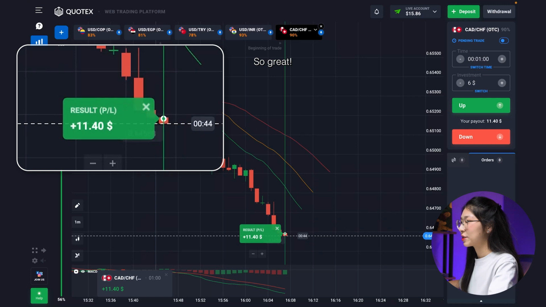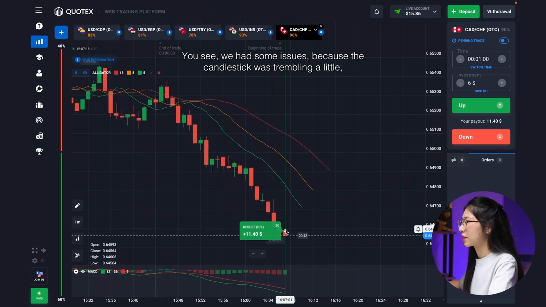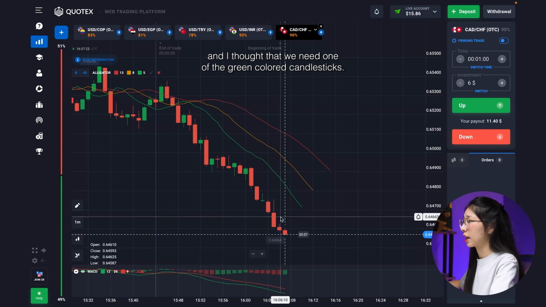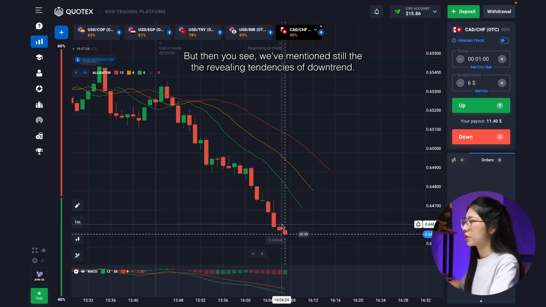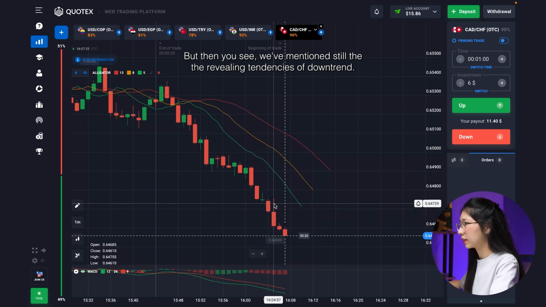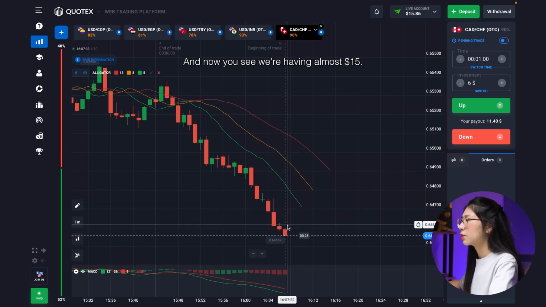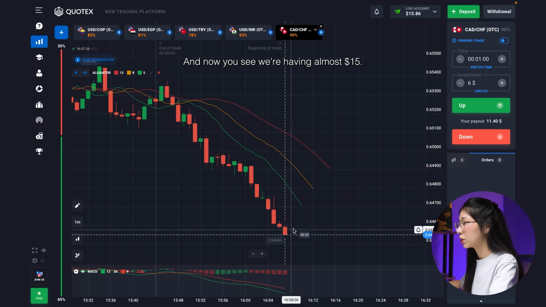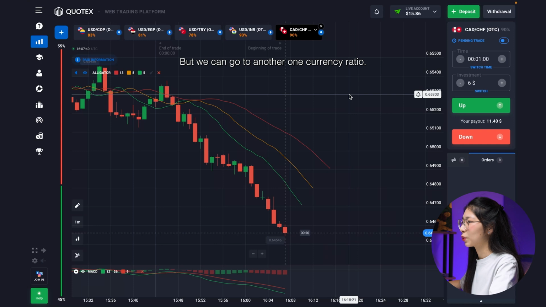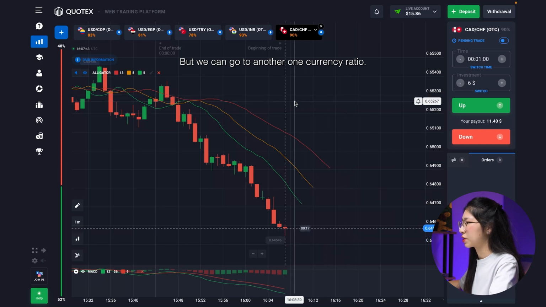So great guys, you see we had some issues because this candlestick was trembling a little, and I thought that we needed one of the green candlesticks. But then you see we still noticed the revealing tendencies of a downtrend. And now I see we have almost $15 in my account, and that's not bad. Not bad for us, but we can go to another currency pair.